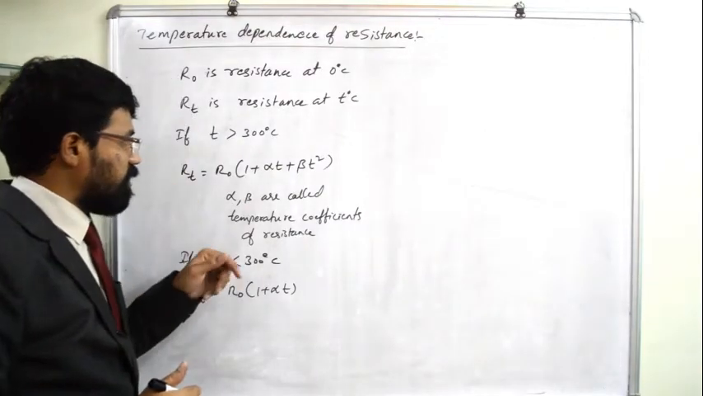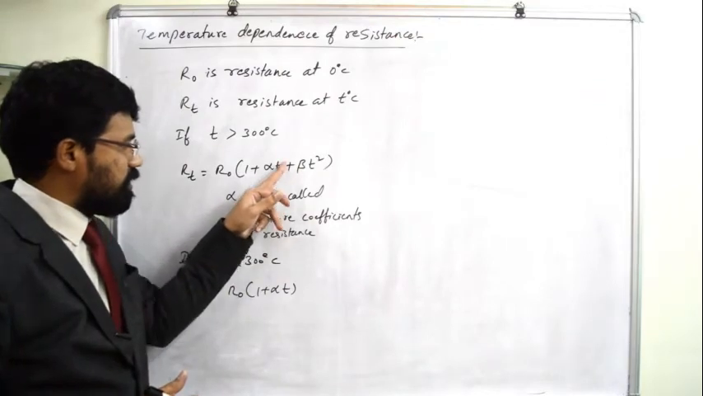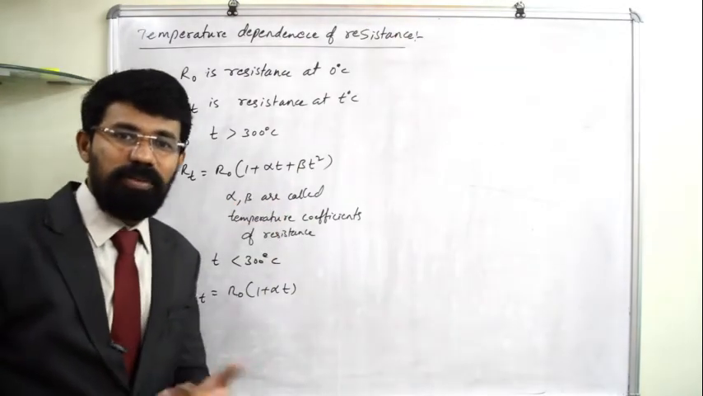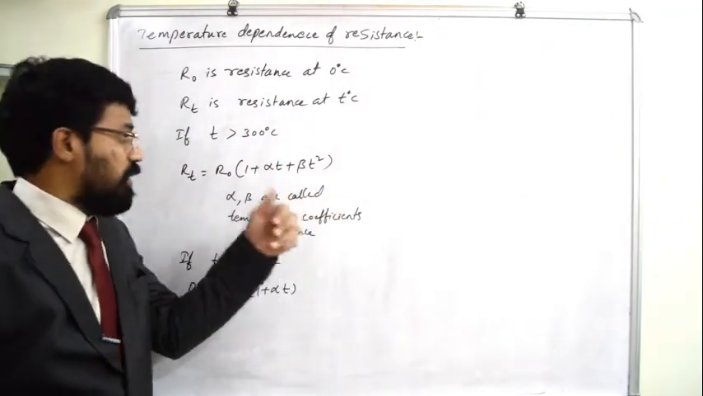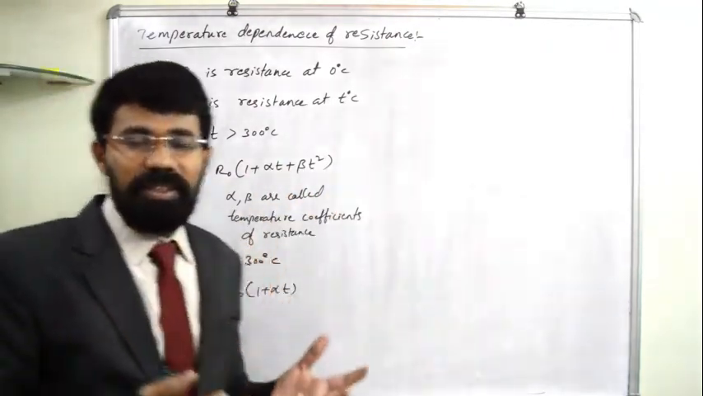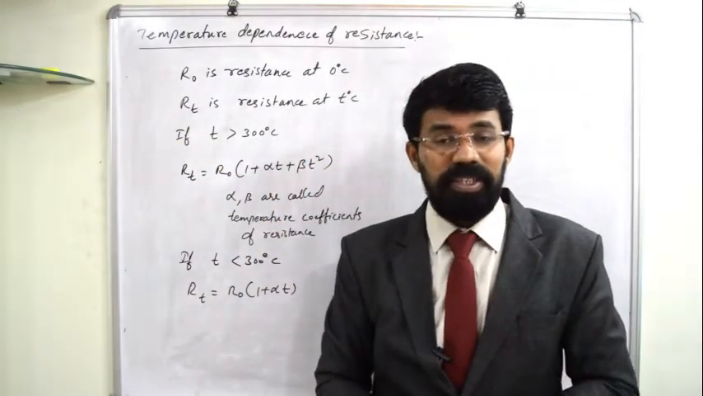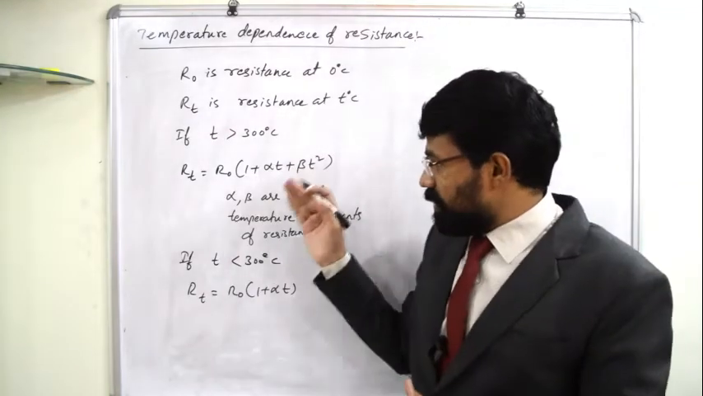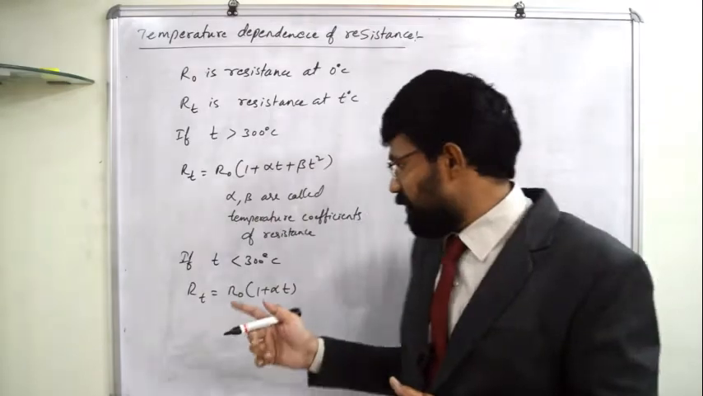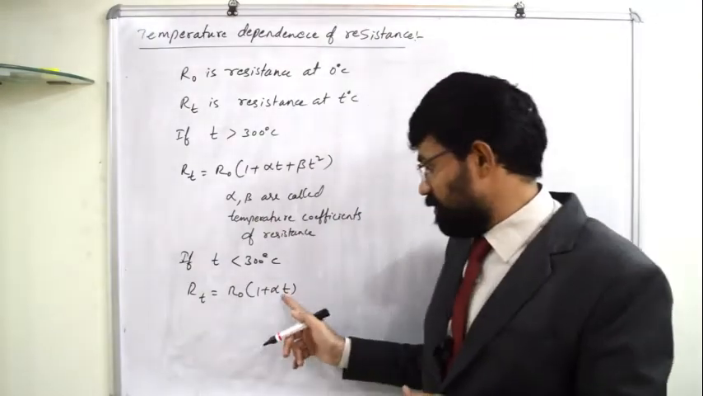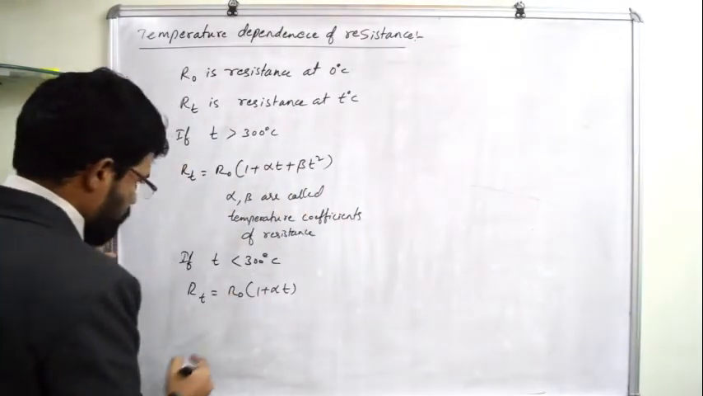When it is increasing abnormally, this term alpha into T may not be sufficient to deal with the situation. So the T square is also introduced, so that the overall rise in resistance can be put in the form of an equation. When you are maintaining the conductor at less than 300 degrees Celsius, this equation is sufficient. This alpha T will take care of the rise in resistance. And from this equation also you can draw several conclusions.